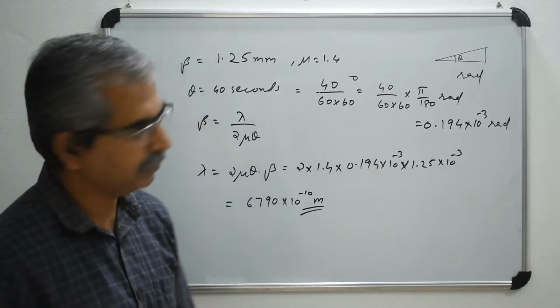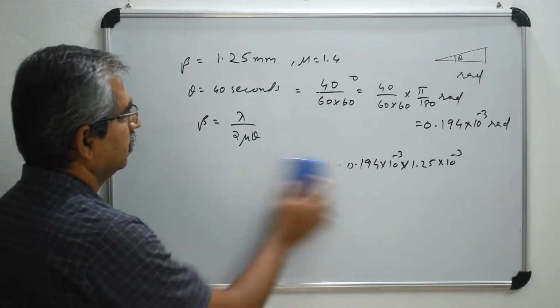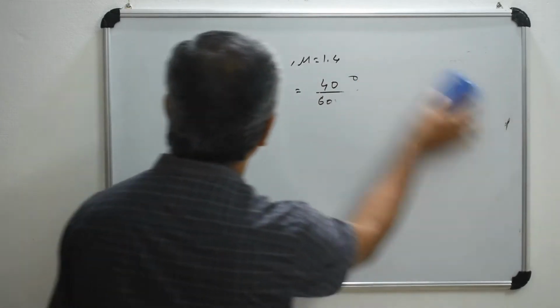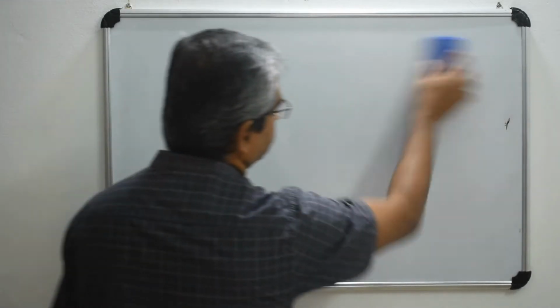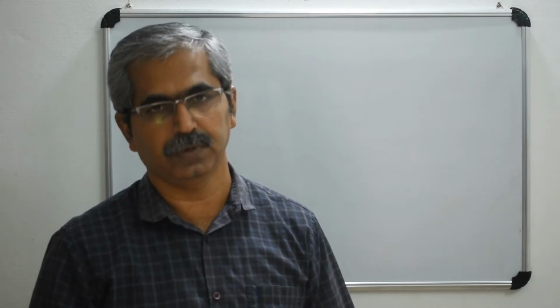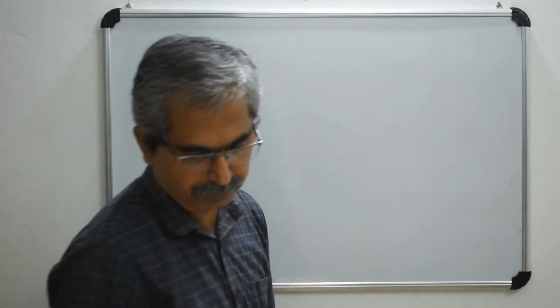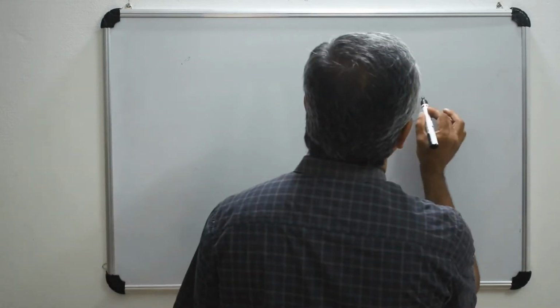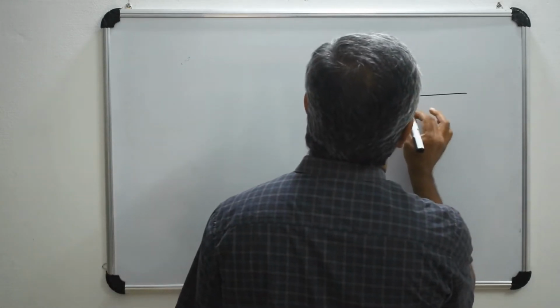Now the second one is the thickness of a wedge-shaped square cellophane film. The refractive index is given, that is mu is equal to 1.5. The thickness at the two ends is T1 and T2 respectively.